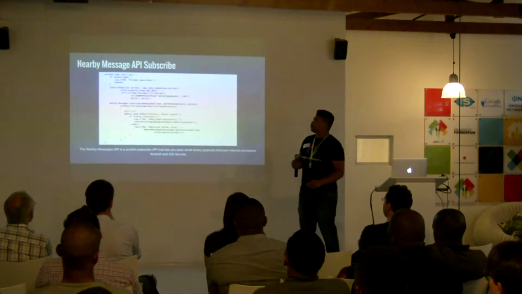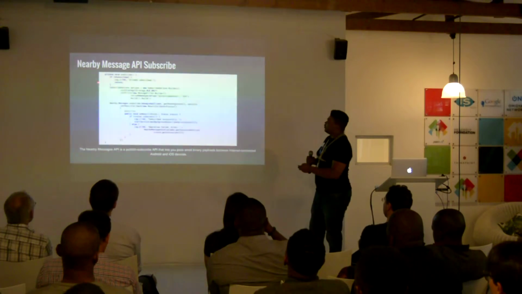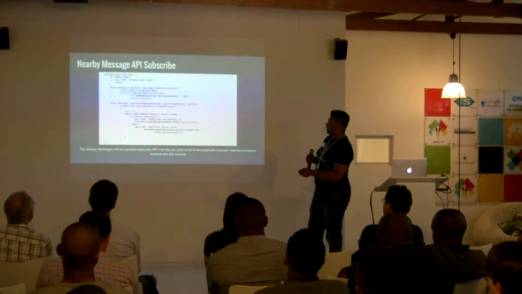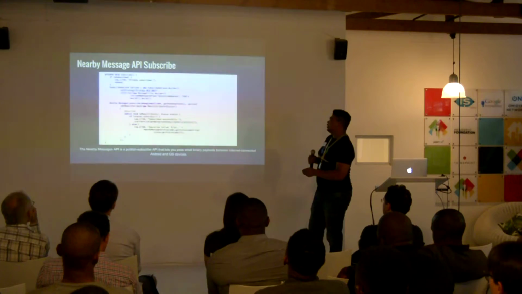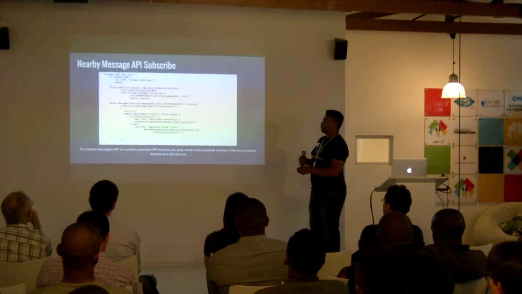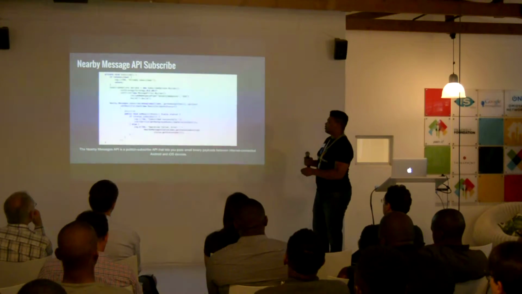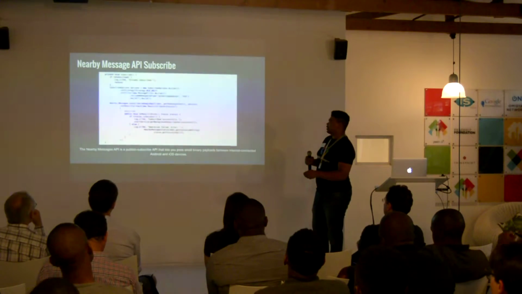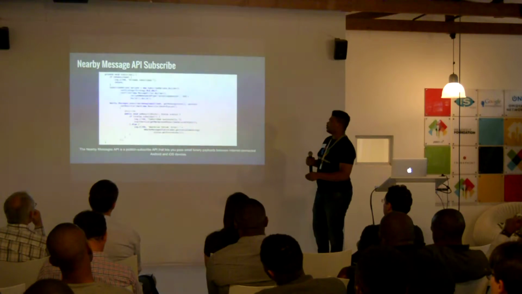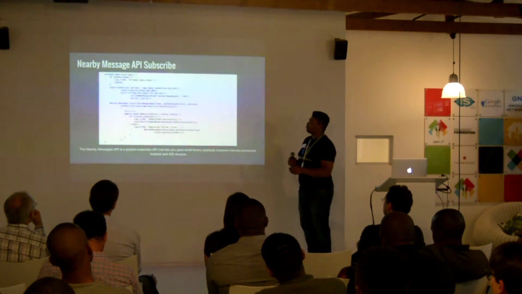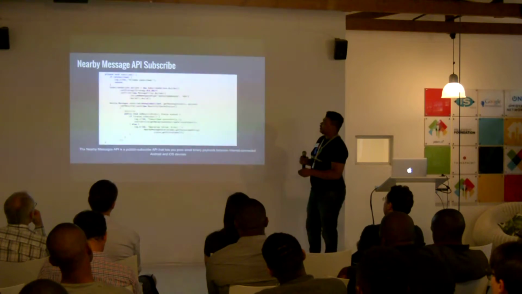Then for us to subscribe to that message, forget the first part. The second part is exactly the same. You go to Nearby Messages, subscribe, give it a client and a pending intent, and this would then look out and subscribe to any kind of message that's out there. So that's really cool. And then you just have a status result for whether it's successful or not.